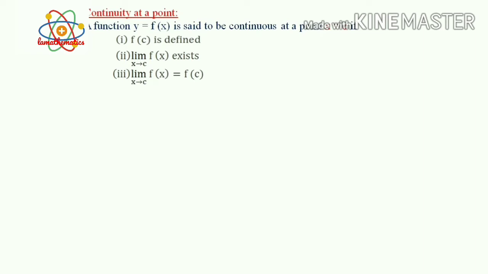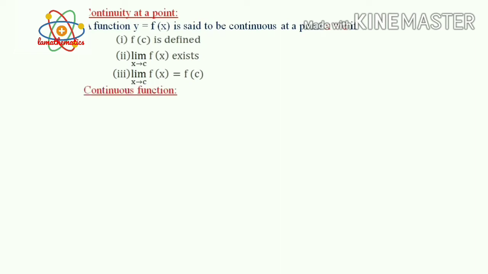Second condition, left limit of f of x and right limit of f of x both exist and are finite and they are equal. Then we say that limit x tends to c f of x exists. Third condition means limit value equal to value of the function. Then we say that the function y equal to f of x is said to be continuous at the point x equal to c.